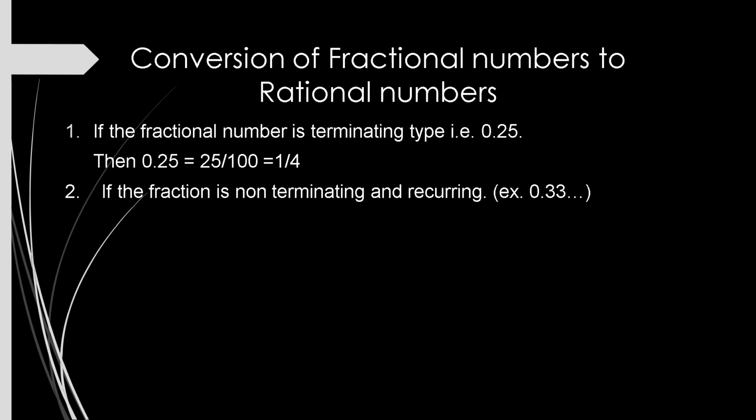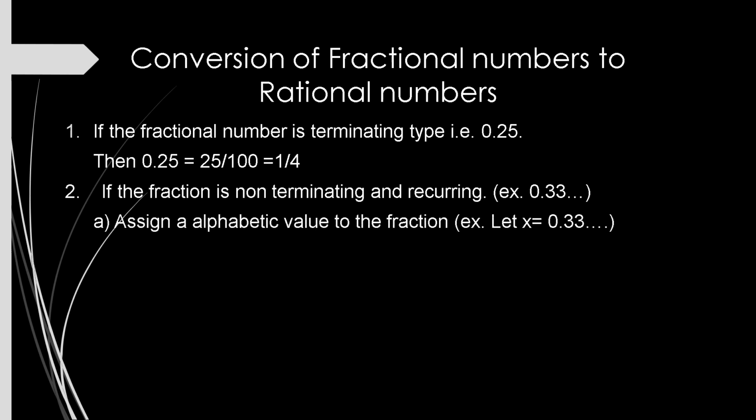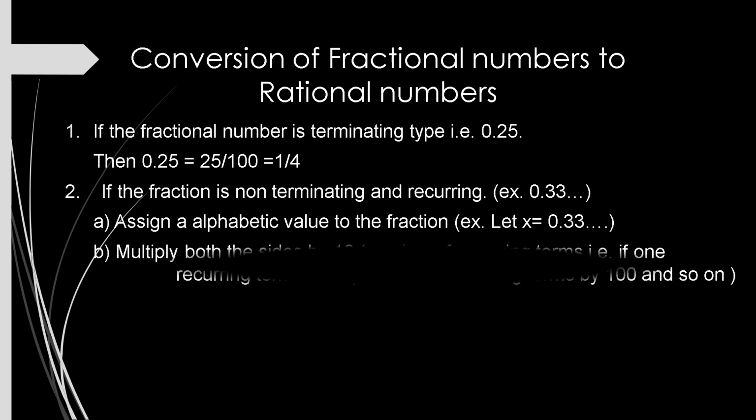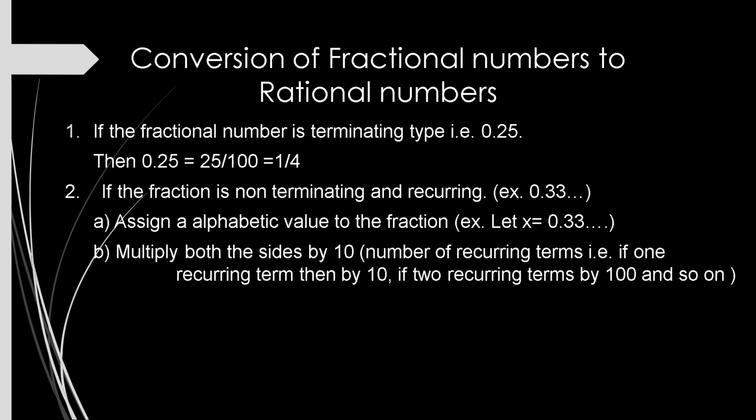Now for fractional numbers which are non-terminating and recurring, for example 0.33, first we are supposed to assign a value to the number. In this case we say x is equal to 0.33. This is the first step. Then since only 3 is recurring, that is only 1 digit is recurring, we are supposed to multiply it by 10. If there are 2 digits recurring, we are supposed to multiply by 100. And if there are 3 digits recurring, we are supposed to multiply by 1000. Now this is the second step.